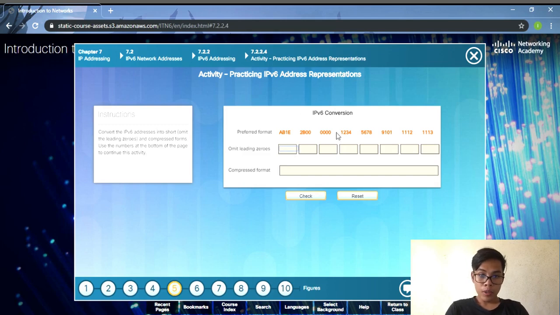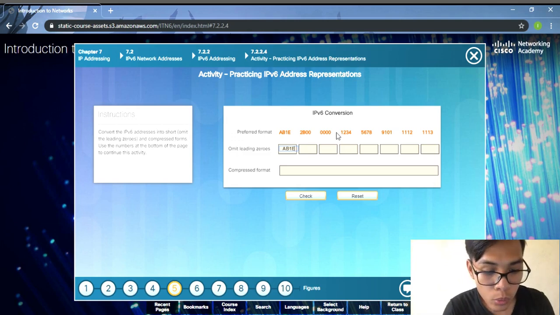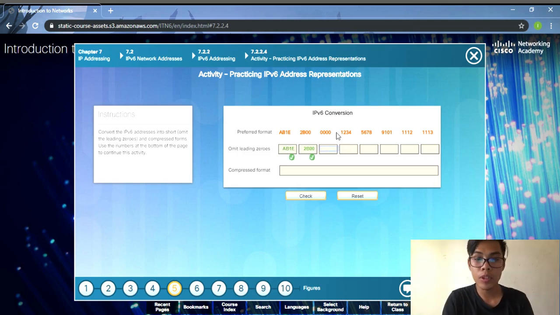For the fifth figure, AB1E, 2B00. So let's put 1 0 here. Omit the leading zeros. 1 2 3 4 5 6 7 8 9 1 0 1 1 1 1 2 and 1 1 1 3.